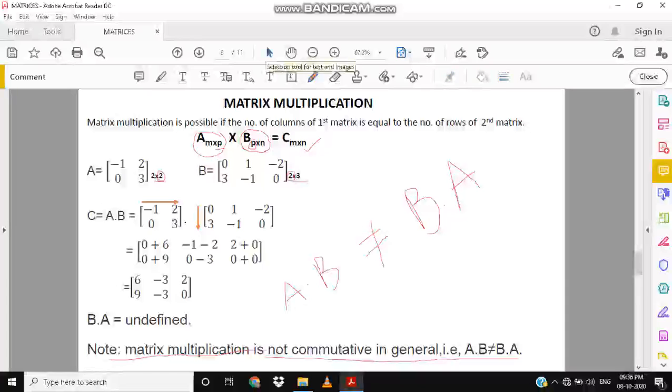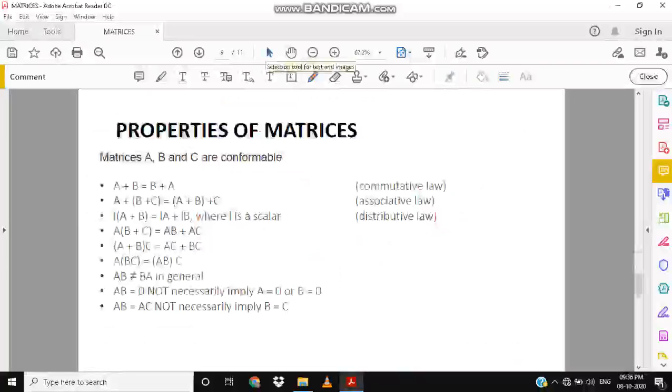Okay. Now we come to the next topic, that is properties of matrices. What are the properties of matrices? See, A plus B is equal to B plus A. This is simply addition of two matrices. This is known as commutative law. Then A plus B plus C is equal to again A plus B plus C, but here we calculate B plus C together firstly, and in the second case we calculate A plus B together. That is called associative law.